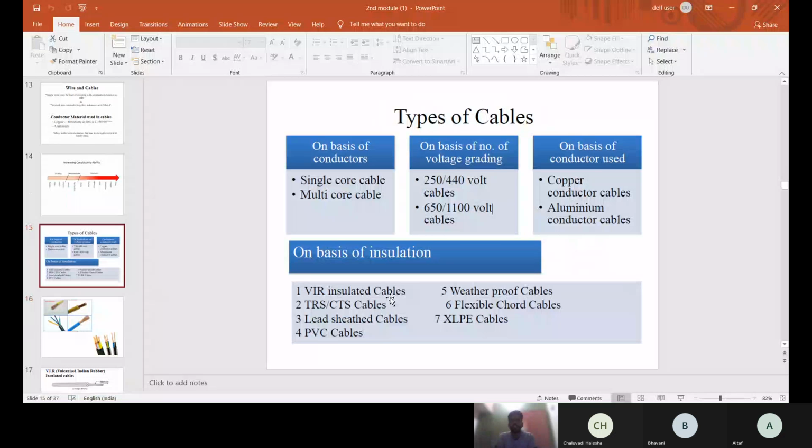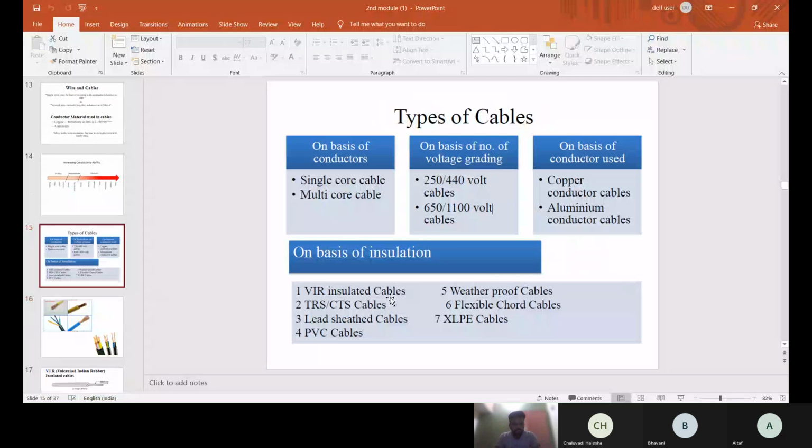Based on insulation, we have VIR insulated cables, TRS or CTS cables, lead sheathed cables, PVC cables, weatherproof cables, flexible cord cables, and XLPE cables. What are these things? First, VIR insulated cables.